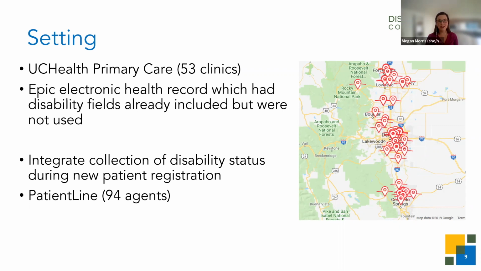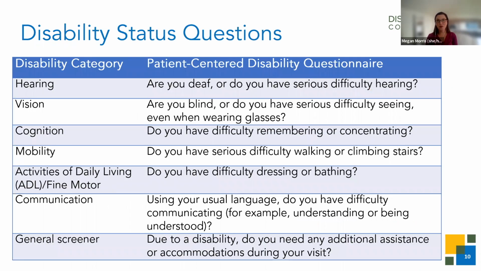And at UCHealth, new patient registration was done through a centralized scheduling office, which is called Patient Line. And at the time of the study, there were 94 Patient Line agents who conducted the new patient registration for all of these primary care clinics. As I mentioned, we already had some disability questions in Epic, our electronic health record.